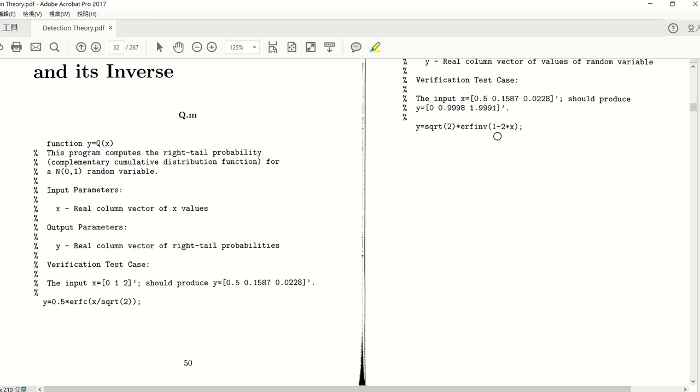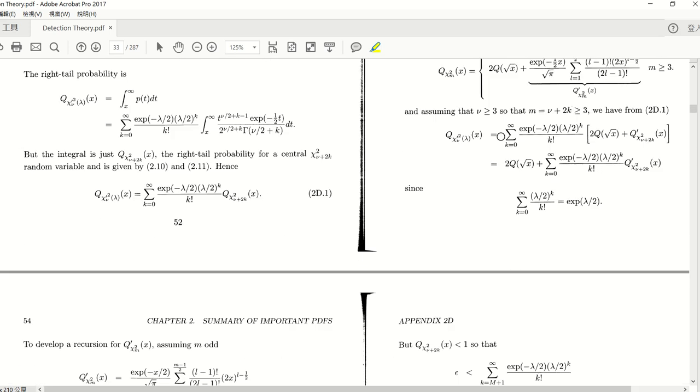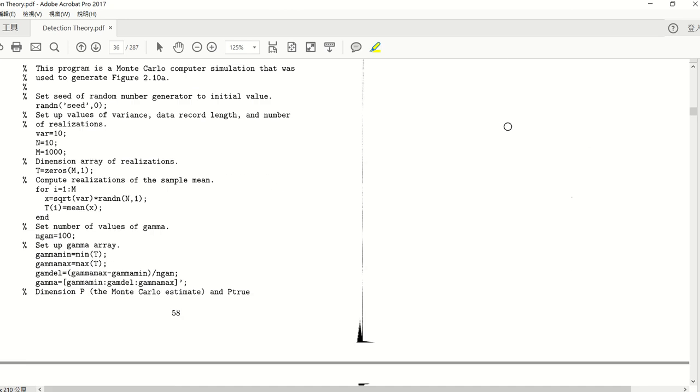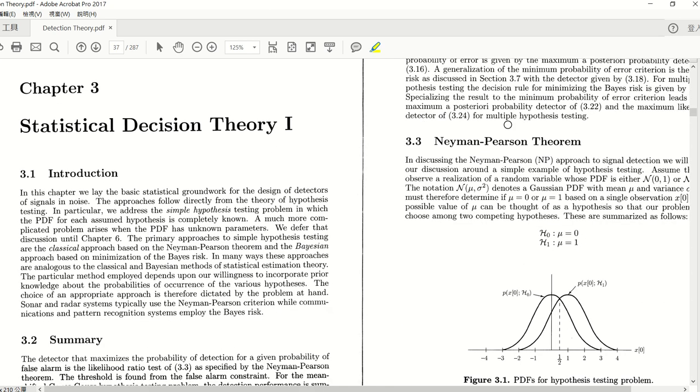And then the next thing we are going to do is go to chapter 3. Okay, so now formally we will go into statistical decision.